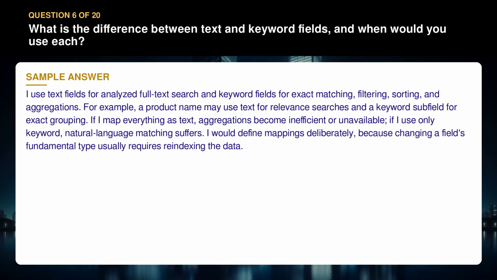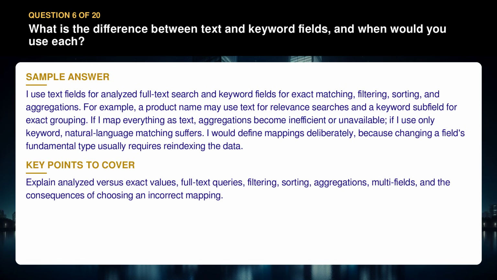If I map everything as text, aggregations become inefficient or unavailable. If I use only keyword, natural language matching suffers. I would define mappings deliberately because changing a field's fundamental type usually requires reindexing the data. Explain analyzed versus exact values, full text queries, filtering, sorting, aggregations, multi-fields, and the consequences of choosing an incorrect mapping.